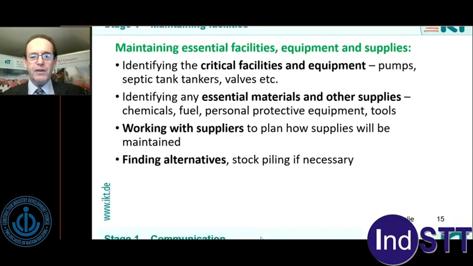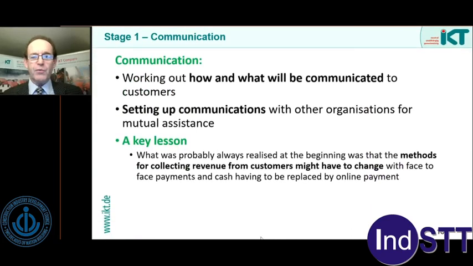So continuing with the theme of stage 1, the final element of that was the communication. So what needs to be communicated to customers and others, and how to set up those. And particularly, I think one of the main lessons that came out of this was a realization that perhaps traditional ways of raising revenue or collecting revenue from customers would have to change, and that online payment was perhaps going to have to be created as the new norm.